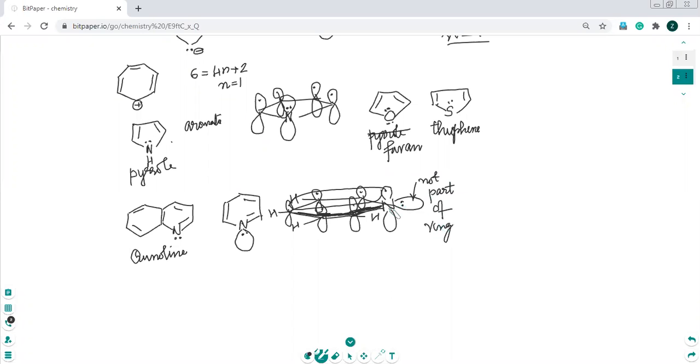So when you already have a double bond, then the lone pair will not be part of the ring. But if you don't have a double bond, then the lone pair will be part of the ring. Okay, provided all other conditions are satisfied. That is what you have to remember. So these are aromatic. Okay, and these are known as non-benzenoid compounds.